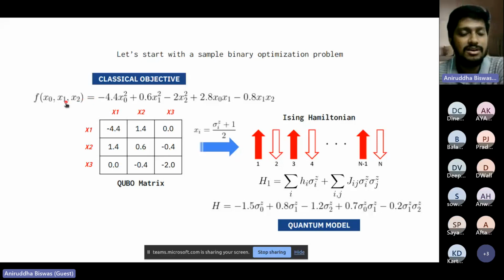The optimization problem's condition is that x0, x1, and x2 are all binary. So all these x can have either 0 or 1. How many combinations are possible? There are 8 possible combinations with 3 bits. Only 2 possible values are available for each x, and for all 3 there are 8 possible combinations, starting from 0, 0, 0 up to 1, 1, 1.